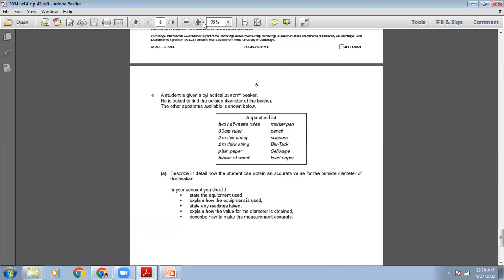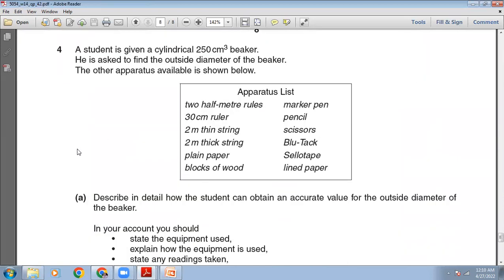The next question is: a student is given a cylindrical 250 cm³ beaker. He is asked to find the outside diameter of the beaker. The other apparatus available is shown below: 2 half-meter rules, marker pen, 30 centimeter ruler, pencil, 2 meters thin string, scissors, 2 meters thick string, blue tack, plain paper, sellotape, blocks of wood, and lined paper.